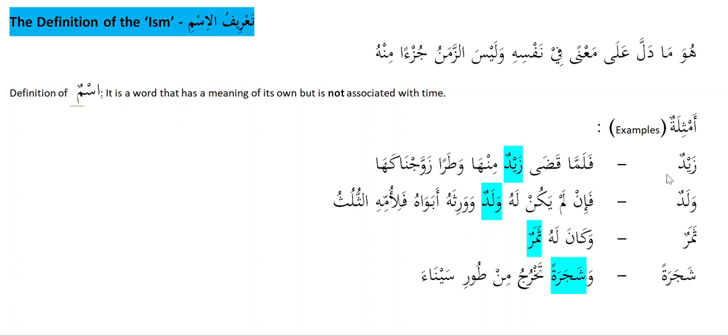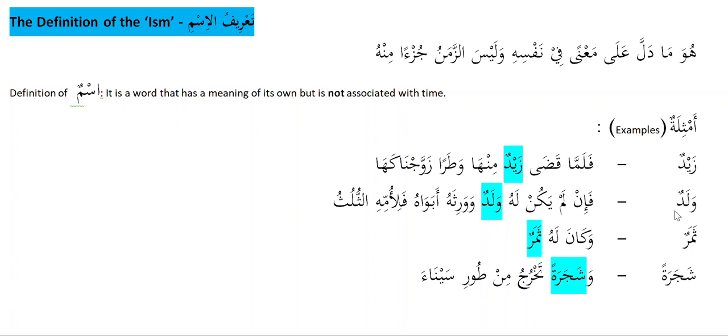Zaidun. Zaidun in Arabic means Zaid. It's a name. فَلَمَّا قَضَى زَيْدٌ مِنْهَا وَطَرًا زَوَّجَنَاكَهَا. And when Zaid was done with her, we married you to her. So this is speaking about a specific story.